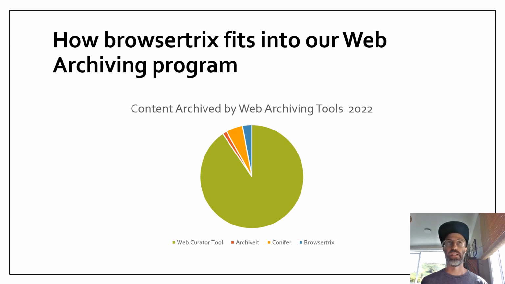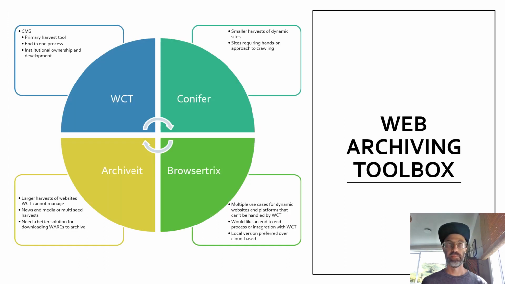There's also a number of sites harvested by WebCT that required a lot of post-crawl work that may end up being more efficient to conduct with Browsertrix. And as you can see, this chart outlines how Browsertrix would fit into our web archiving toolbox. WebCT would remain our primary harvesting and content management tool, with Browsertrix being used in cases where WebCT is not effective. As I mentioned, as Browsertrix gets embedded into our workflow, we would likely have less use for both Conifer and Archive-It.